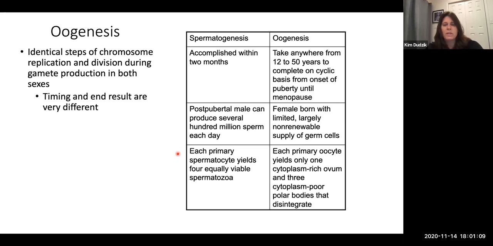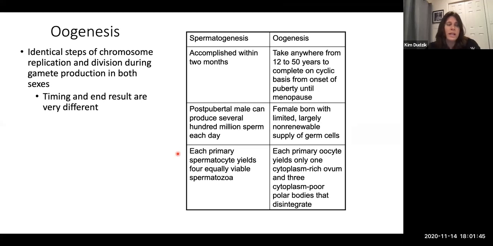Spermatogenesis can be accomplished within 2 months, but it's continuous. Oogenesis can take anywhere from 12 to 50 years to complete on a cyclic basis from the onset of puberty until menopause, right? In spermatogenesis, an adult male can produce several hundred million sperm each day, about 500 million sperm each day. But in oogenesis, what we're going to see is that females are born with a limited supply of germ cells, and they're non-renewable.